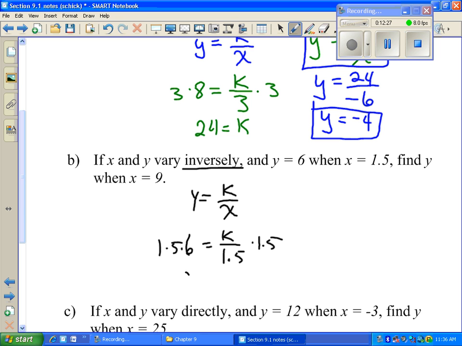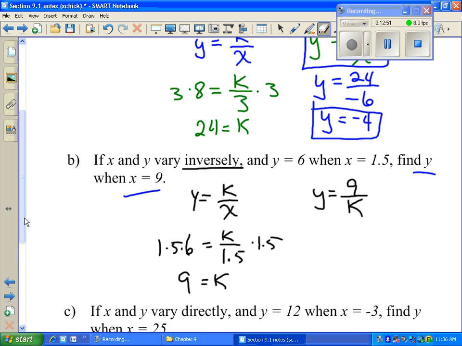So I'm going to get 9 is equal to k. So I know that y is equal to 9 divided by x. There's my function. I found what the equation looks like. I found k. I have my function. Now find what's missing. I want to find y when x equals 9.